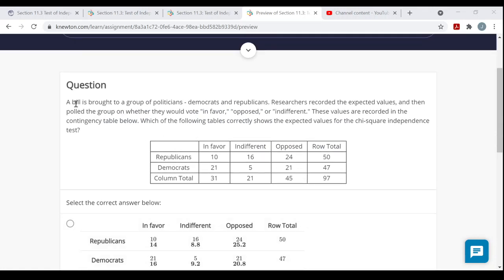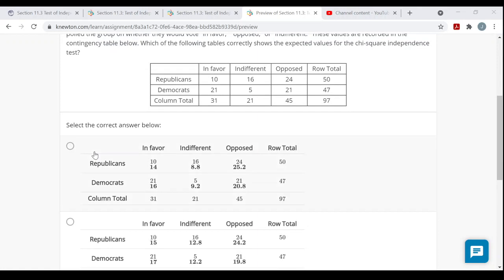So here a bill is brought to a group of politicians, Democrats and Republicans. Researchers recorded the expected values and then polled the group on whether they would vote in favor, opposed, or indifferent. These values are recorded in the contingency table below. Which of the following tables correctly shows the expected values for the chi-square independence test?